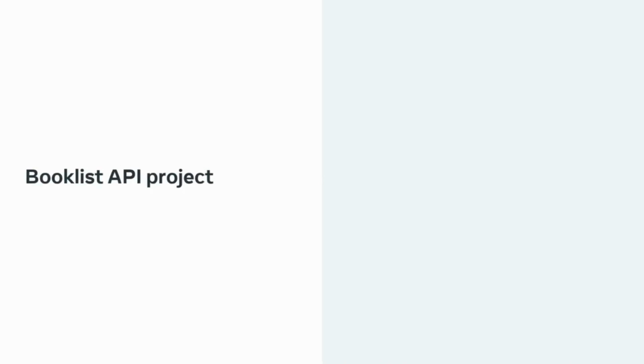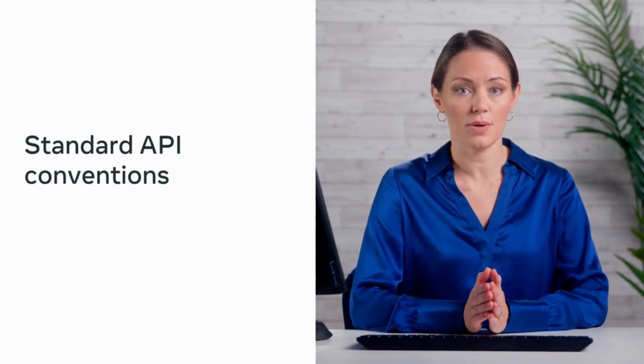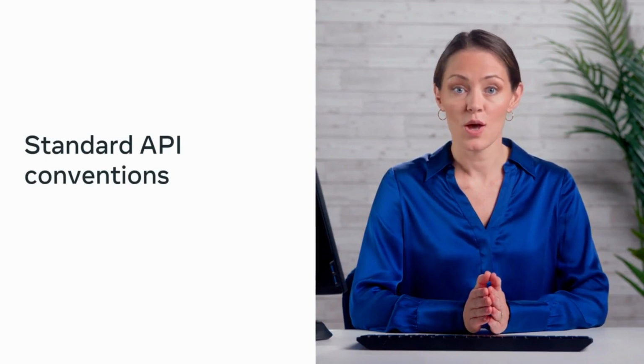Django is a robust Python framework for developing web applications and APIs. Since you are already familiar with Django, it's time to start your first API project. This is going to be a simple CRUD API project to keep track of books in a bookstore. Remember, CRUD stands for Create, Read, Update, and Delete. You will follow the standard API conventions you have learned, including HTTP methods and status codes. Hope you're excited. Let's get started.